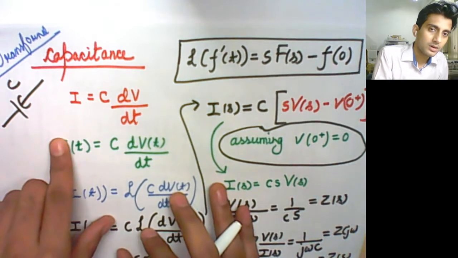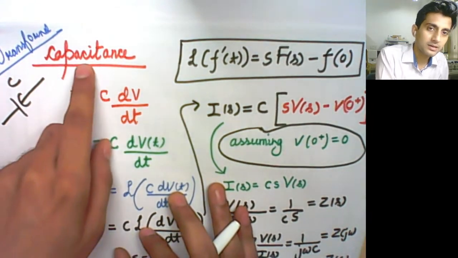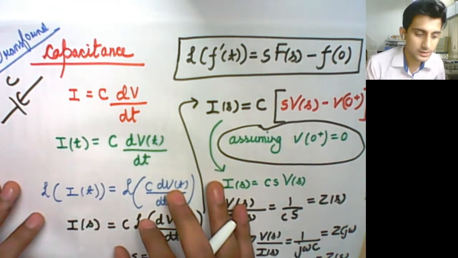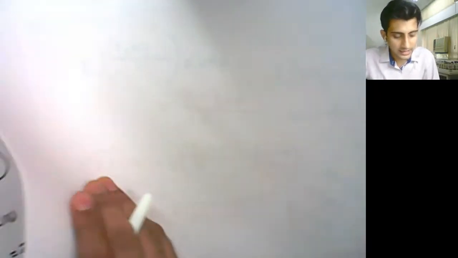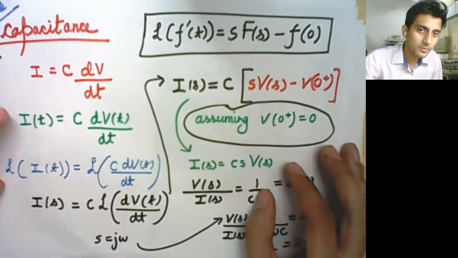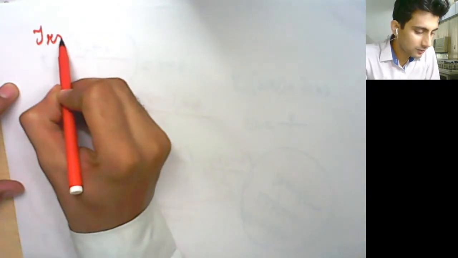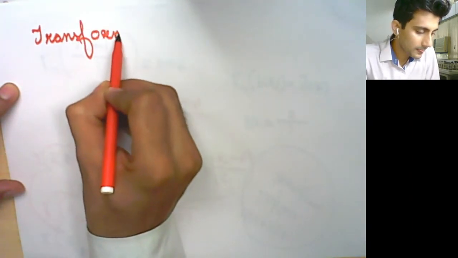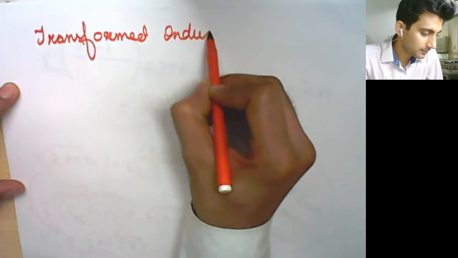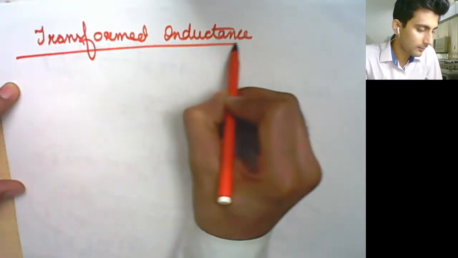But before going to that, we should first complete this. We have done capacitance, now we are left with inductance only. So now the thing that we are going to deal with is transformed inductance. Any problem in transformed capacitance? Again, I can understand your silence, and I am assuming that your silence means there is no problem. Now we will move on to transformed inductance.